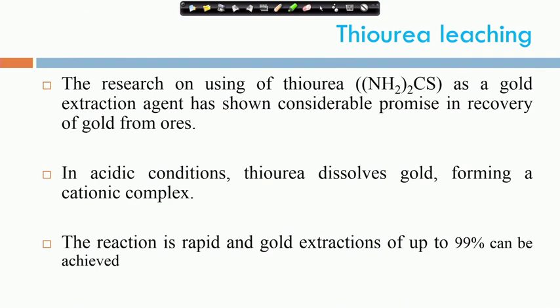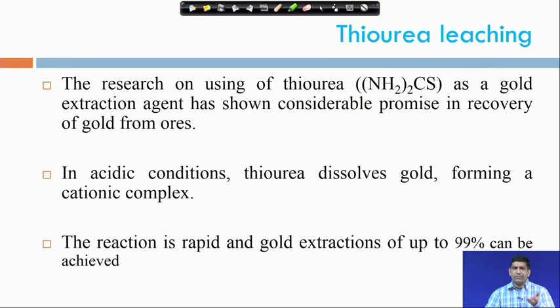Here, we work with acidic conditions. In acidic conditions, thiourea dissolves the gold and they form a cationic complex. The way thiourea works is that it dissolves the gold and forms a cationic complex. Cationic complex means it will be positively charged. The reaction happens very rapidly, and gold extraction of up to 99% can be achieved. That's in terms of the mining activity, the recovery of gold from the gold ore.